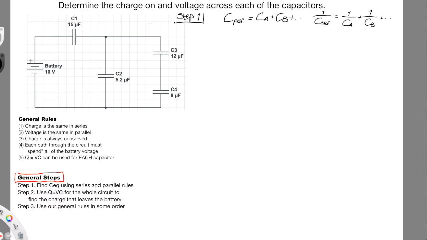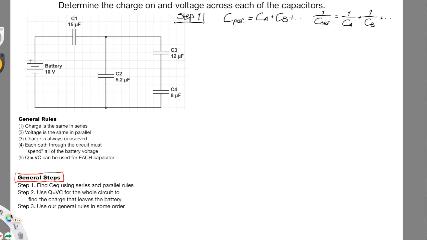So some people might want to say that C1 and C2 are in series. Close, but not quite. Things are in series if all of the charge that flows through one of them also has to go through the other one. So if we follow along in this yellow-orange here, the charge that goes through C1, some of it will go through C2, but some of it's going to go over here through 3 and 4 as well. So we're not ready to combine C1 yet with anything in series.